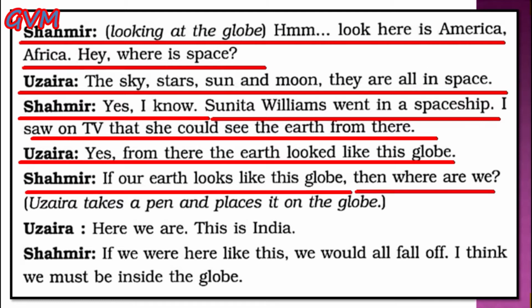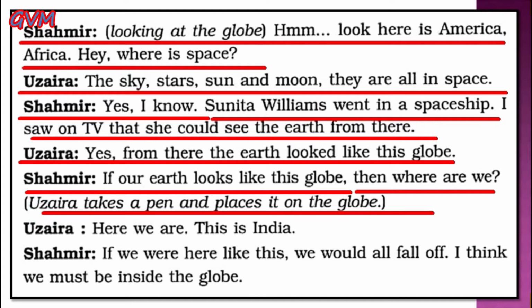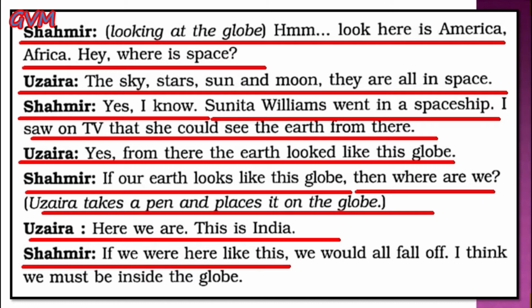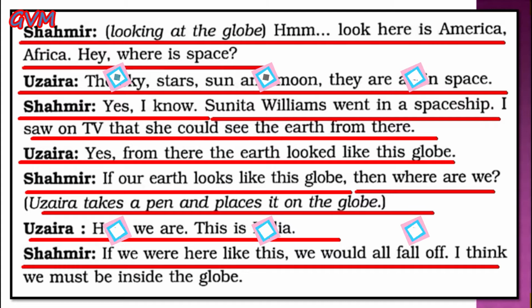Then students, Uzaira takes a pen and places it on the globe, and then answered Shahmir, look, here we are, this is India. Then students, Shahmir asked Uzaira, if we were here in this way as you show me, then we would all fall off. I think we must be inside the globe, not outside the globe.